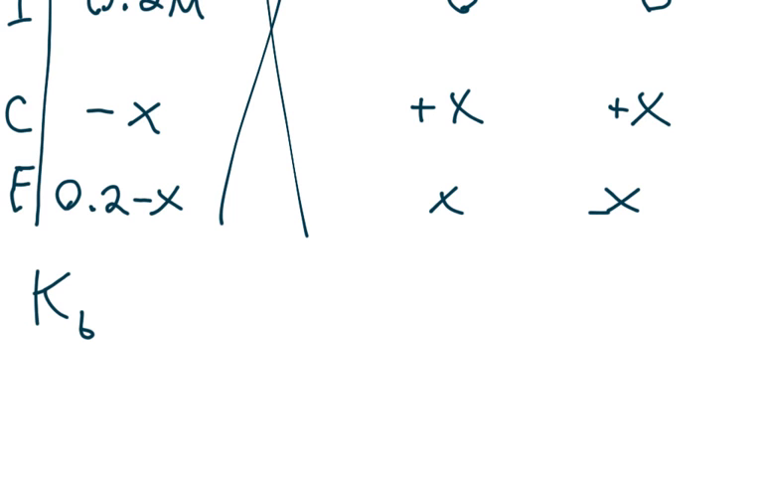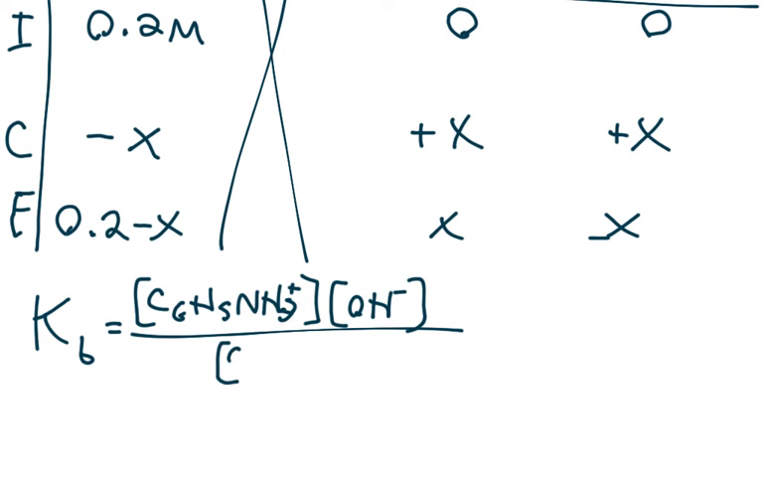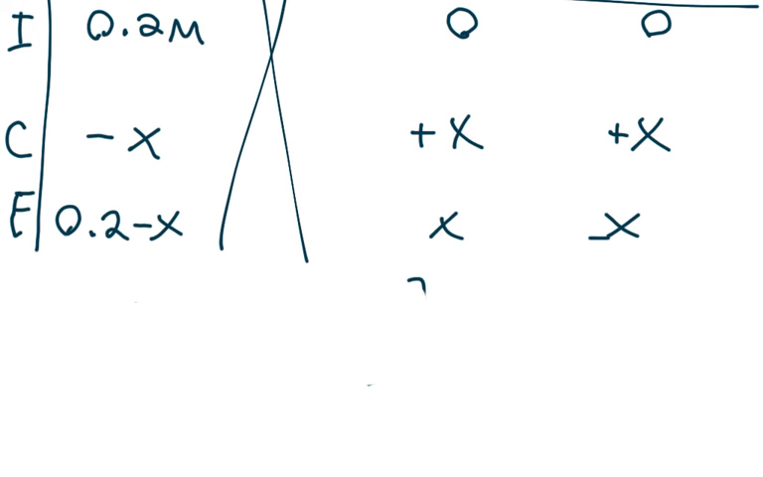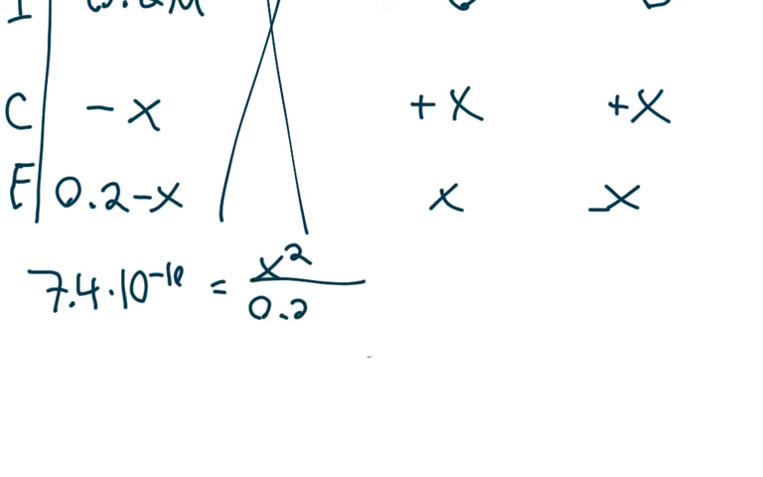So the Kb is going to be equal to our conjugate acid times hydroxide divided by concentration of aniline. Oh, not H3, NH2. Okay, so now we can replace these with numbers. So we know our Kb was 7.4 times 10 to the negative 10. And that's going to be equal to x squared, because we have x times x, over 0.2 minus x.